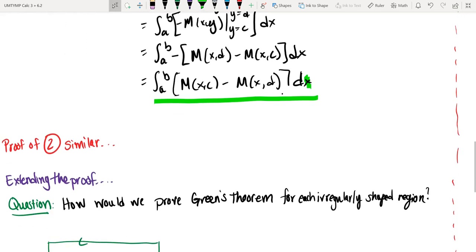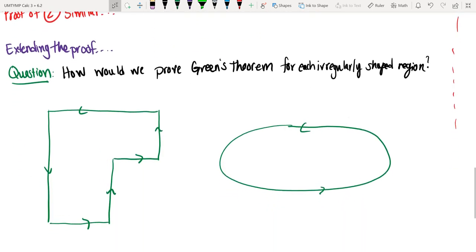Okay. Now what we want to do is extend it, though, because we focused on a particular type of region, and now I want to extend it to cover more ideas. I think we can do it, but I want you to pause the video and answer this question for me. How would you prove Green's theorem for each of these irregularly shaped regions using the ideas that we just discussed?